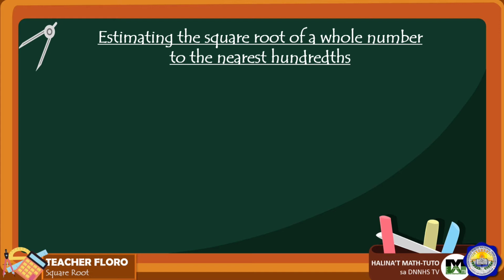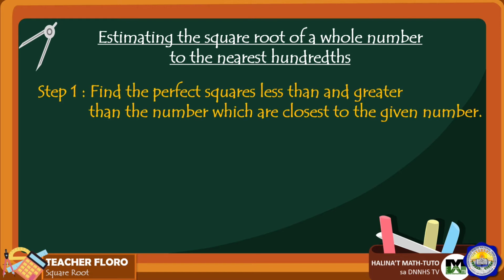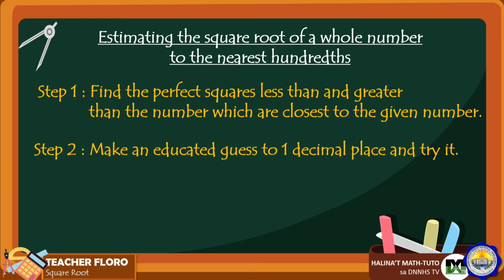To determine the approximate value of the square root of a number that is not a perfect square, a series of estimations is made. Here are the steps that will guide you. Step 1. Find the perfect squares less than and greater than the number which are closest to the given number. Step 2. Make an educated guess to one decimal place and try it. And step 3. Decide which is closer.